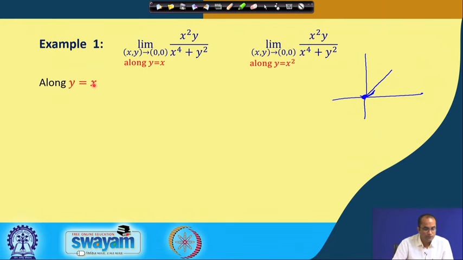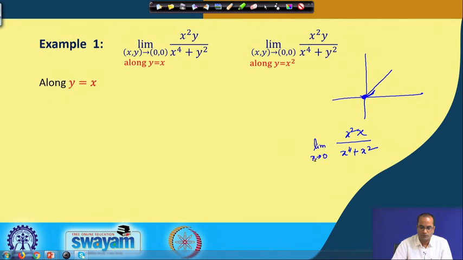So, if we take along y is equal to x here, we are approaching the origin. In this case, when y is equal to x, we put x square here and then y will be x again. So we have x power 4 plus x square, and now we can let x go to 0, because along this path we have restricted to y is equal to x, or we have substituted y is equal to x here.